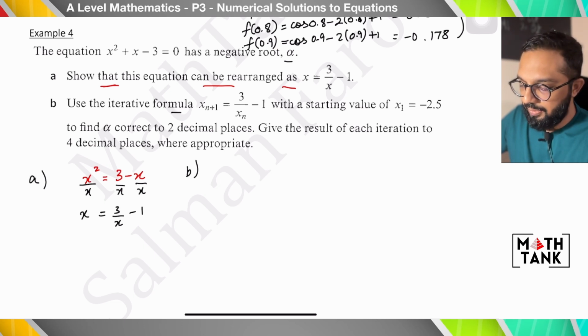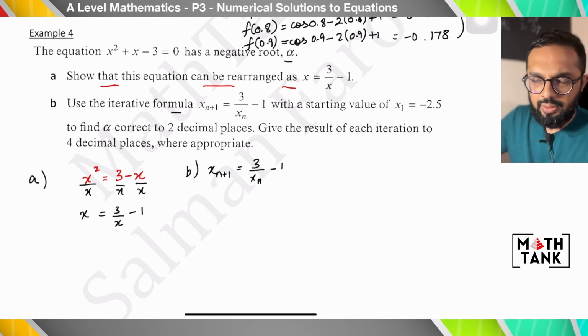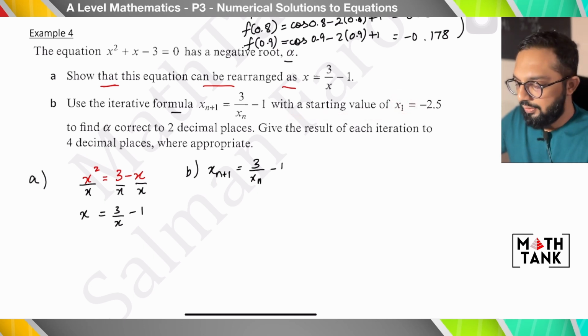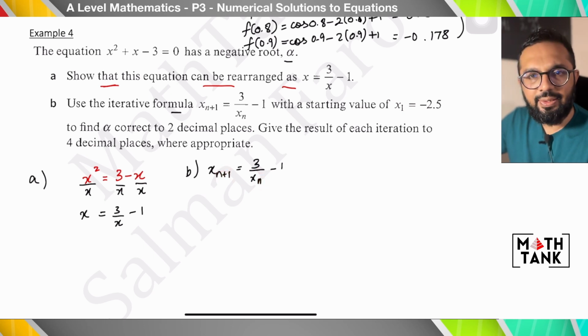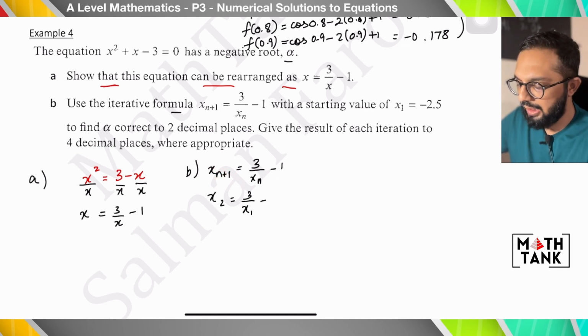It says use the iterative formula x n plus 1 equals 3 over x n minus 1. Now, if I want you to understand how this formula will work, it says with the starting value of x1. So if I take x1 here, that means I'm taking n as 1. And what would this become? This would become x2. So how am I coming up with x2? I'm using x1 here to come up with x2. So I'm going to say that x2 is basically 3 over x1 minus 1. I don't have to write this on the exam, but I'm just showing you.